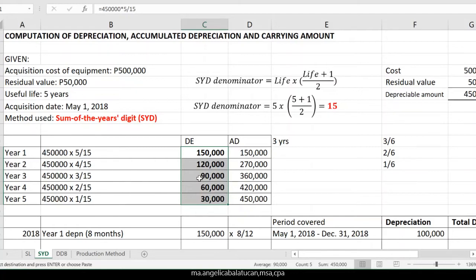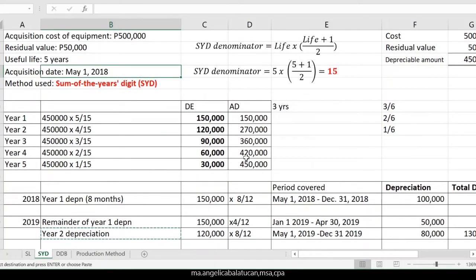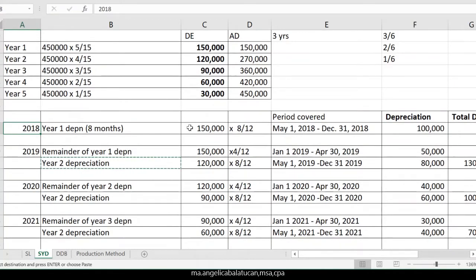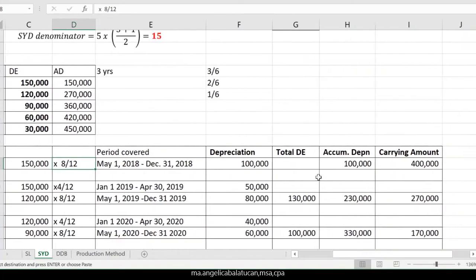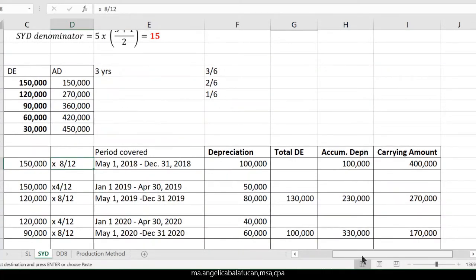But what if you did not acquire the asset exactly on January 1? So in this problem, we're using May 1. So we will get the fractional depreciation for the acquisition year. So it's not good for 12 months since we only have from May until December. That's 8 months. So let's start with 2018. So for year 1, we only have 8 months. So that's 150,000, which is derived from this one, times 8 over 12, and you will get 100,000 pesos. Okay?